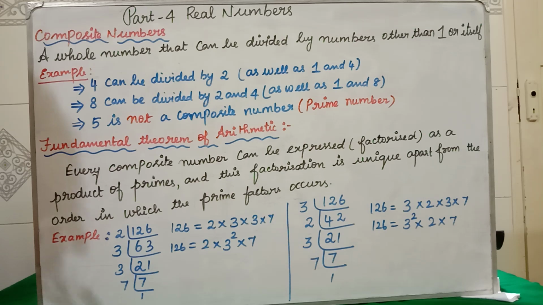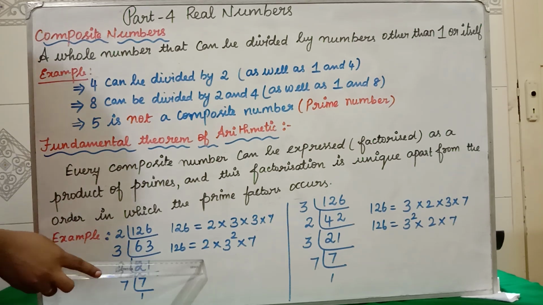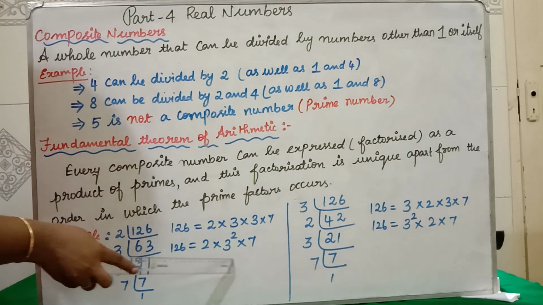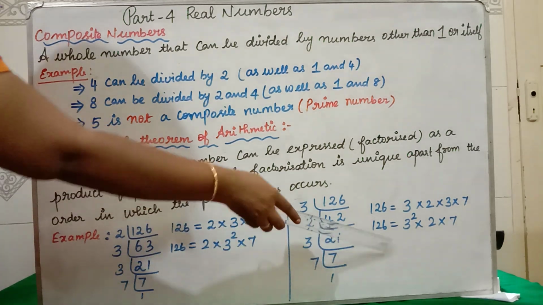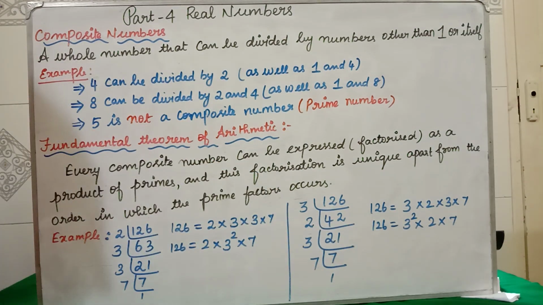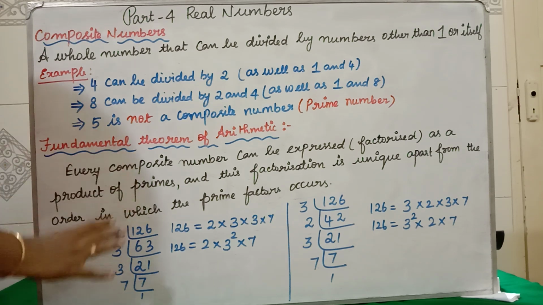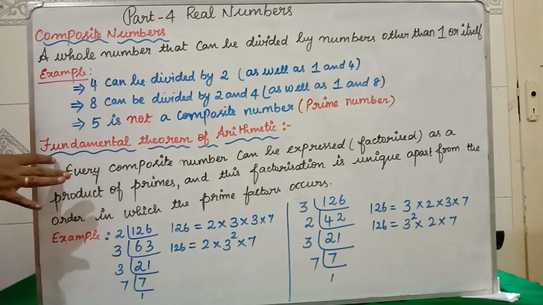Order alone is differing. Here the order starts as 2 into 3 square into 7, but here the order is 3 square into 2 into 7. But the factorization is unique. That is what they are saying in the statement of the fundamental theorem of arithmetic.